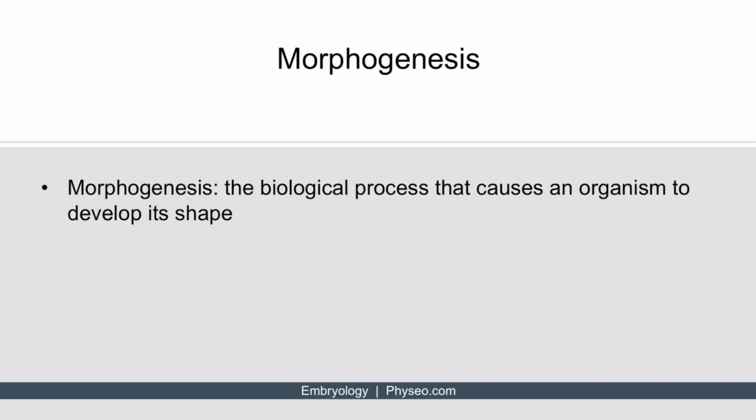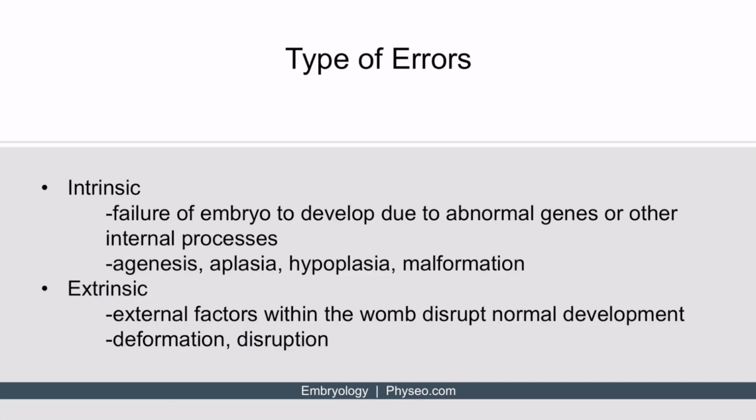Morphogenesis is the biological process that causes an organism to develop its shape. When morphogenesis is disrupted, there are several types of abnormalities that may be seen, and we'll discuss each of them in detail throughout the lecture. Broadly speaking, you should recognize that there are two major types of errors: intrinsic errors and extrinsic errors.